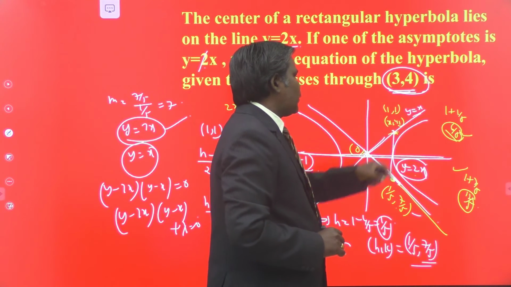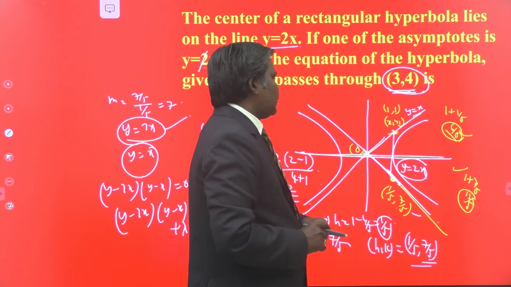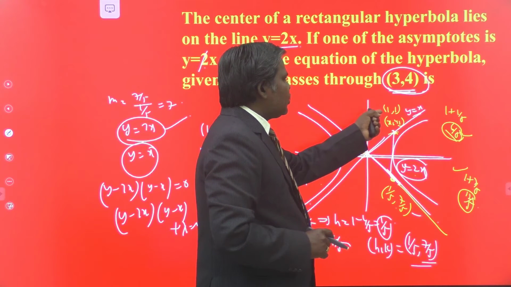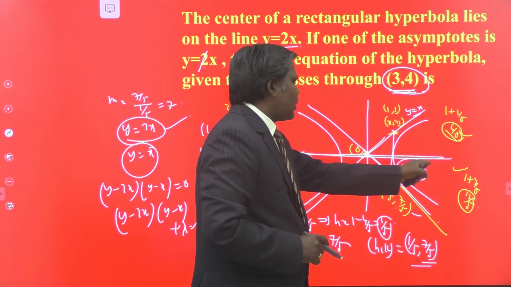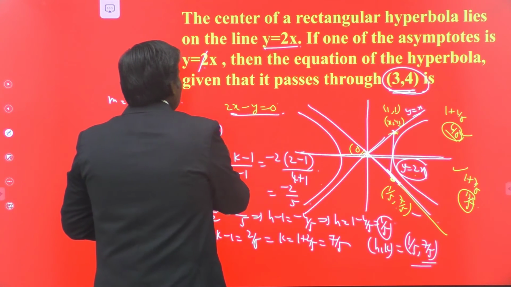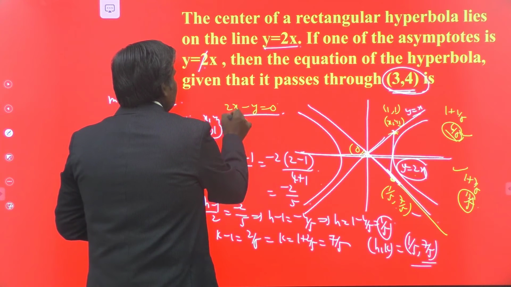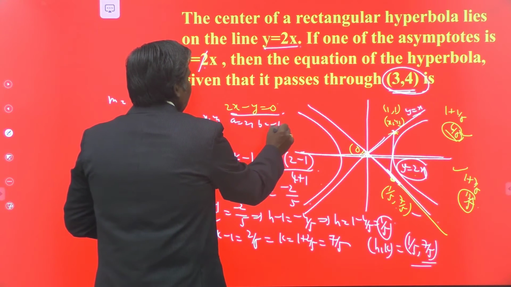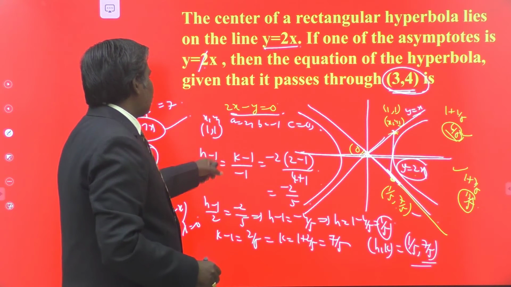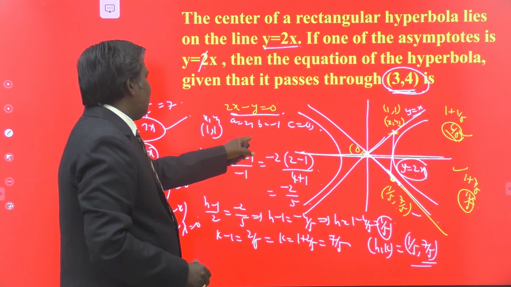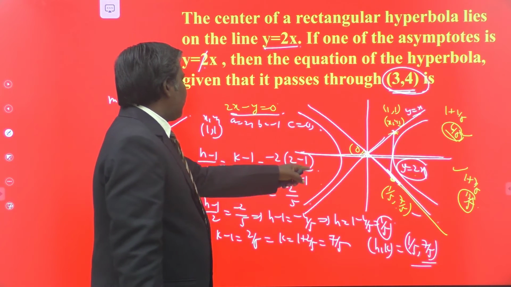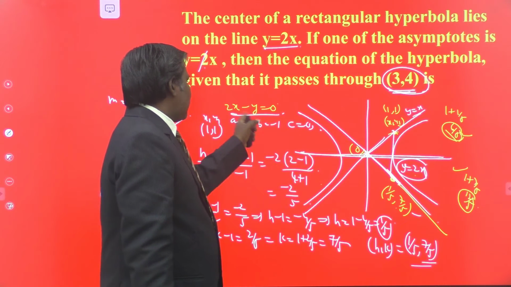So y equal to x is one of the asymptotes. You take any point on that, 1 comma 1 or whatever it may be, 2 comma 2. You find the image of that point with respect to your line y is equal to 2x, that is 2x minus y equal to 0. This is your point x1 comma y1. Here a equal to 2, b is equal to minus 1, c equal to 0. From that you have to find the image: h minus x1 by a equal to k minus y1 by b is equal to minus 2 times (a x1 plus b y1 plus c) by (a square plus b square).